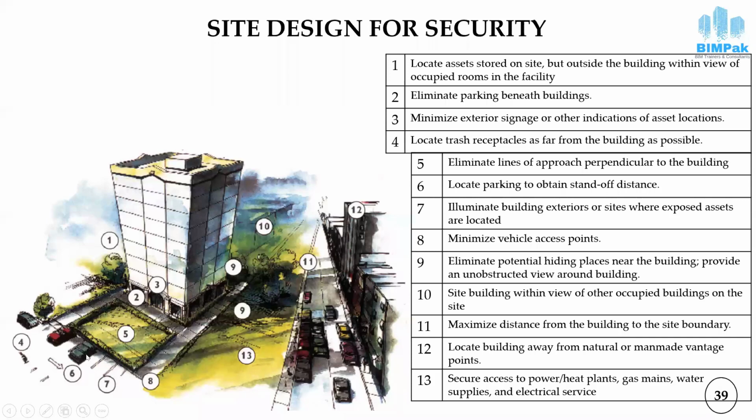And the seventh is to illuminate the building exterior or sides where exposed assets are located. And the eighth one is minimizing vehicle access points. So there should be a minimum number of access points to this building. For example, in this case, we have only these two access points, and these have to be properly controlled. The ninth one is to eliminate potential hiding places near the building and provide an unobstructed view around the building. So this should be a clear area which can be easily visible from the building.